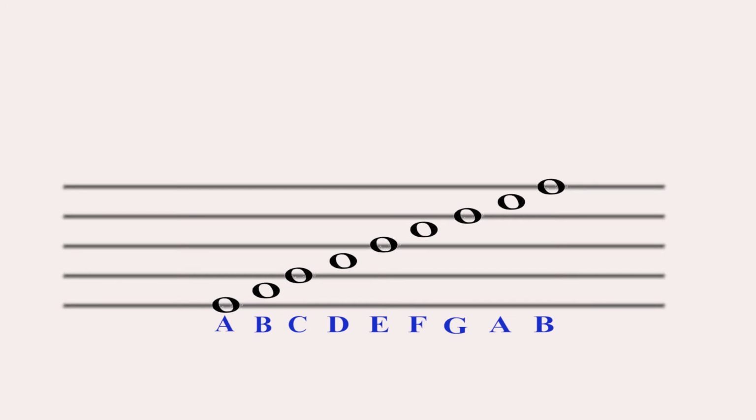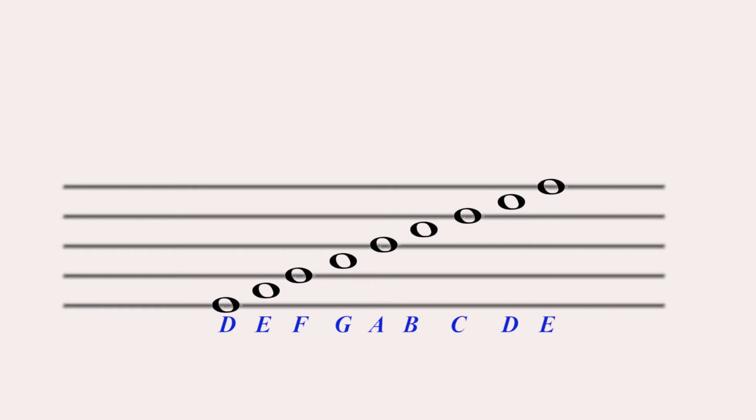But when the first line is D, then the first space will be E. The second line will be F. Second space will be G. And now we have to start from A again for the third line, making the third space B, the fourth line C, the fourth space D, and the 5th line E.